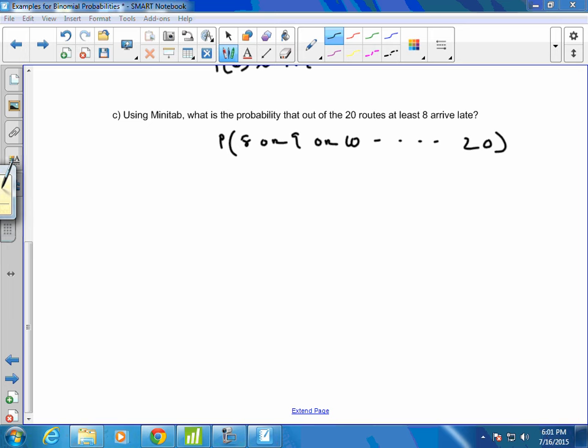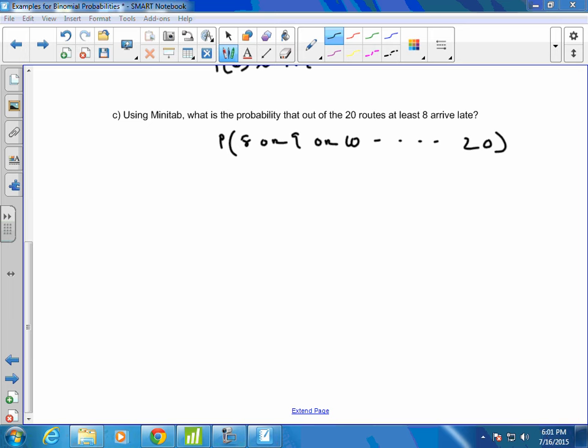Well, there's no way that I'm doing each of those separately. If you did this strictly by hand, you'd have to do the binomial probability formula over and over and over again, using 8 as your x, and then 9 as your x, and then 10. So Minitab can make this a lot faster.